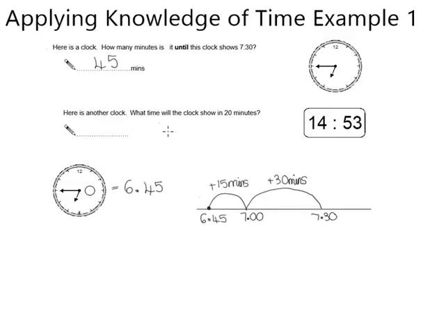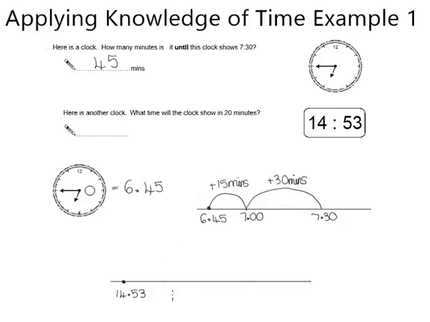Okay, so the next part. It says, here is another clock. What time will the clock show in 20 minutes? Again, because this is a time question, I always like to think of it on a number line. So let's draw my number line out. At this end of the number line, we're going to start at 14:53. And we need to see what time we're at if we add on 20 minutes.